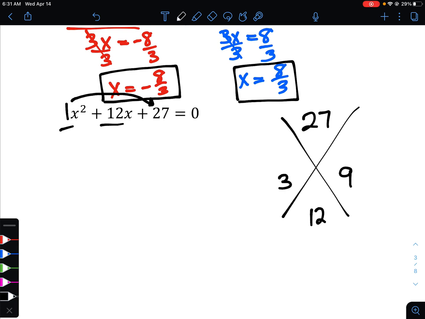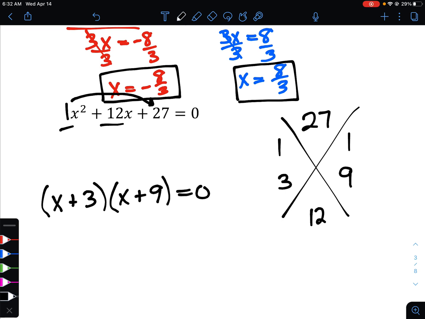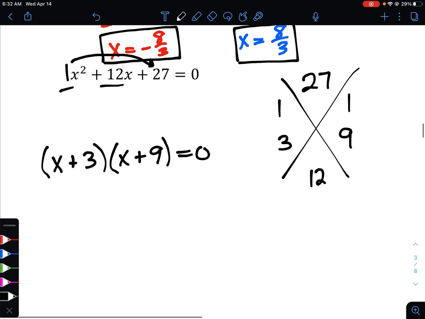Next, we'll go ahead and take our number that's in front of x squared and put that above each of our numbers in the x. Because it's a 1, there's nothing we can do to simplify. We'll go ahead and just copy down what our two factors are going to be. So from the left side, we have 1x plus 3. And from the right side, we have 1x plus 9. Now we're ready to go ahead and use the zero product property.